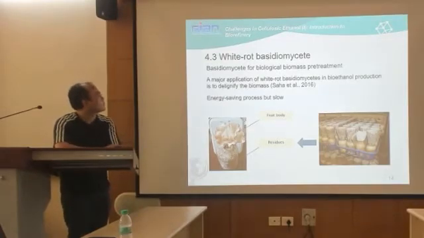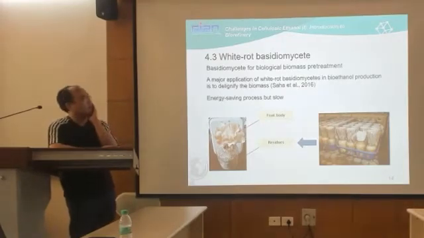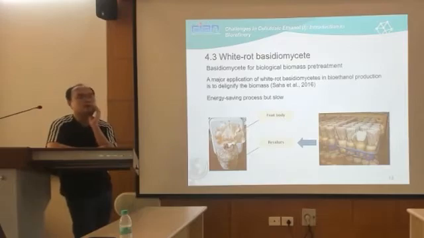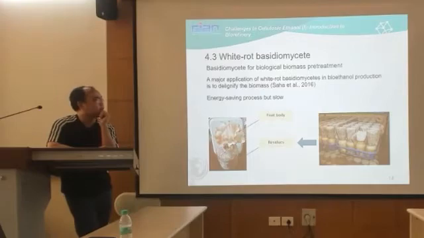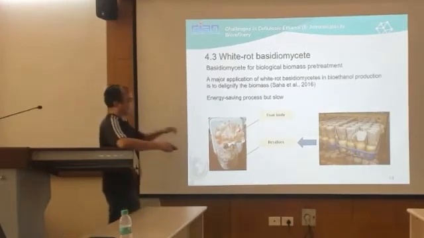Many research papers report using white rot fungi for biological treatment of biomass because they can be used to delignify. After the delignification, the cellulose content can be largely enriched. It also saves the use of chemicals. However, this process is quite long, usually 20 days, 30 days, or several months.